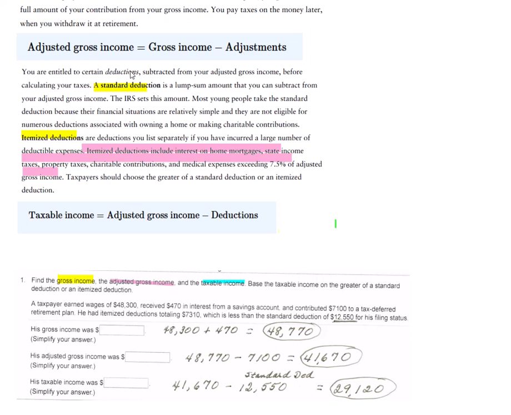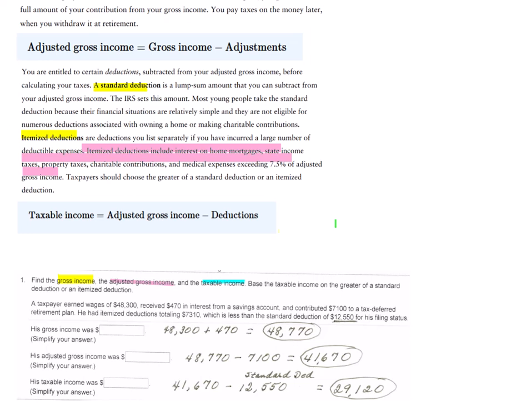You are entitled to certain deductions, which are subtracted from your adjusted gross income before calculating your taxes. Now, these deductions come in two different forms, and you would have to choose. A standard deduction is a lump sum amount that you can subtract from your adjusted gross income. It is just an amount. It is a dollar amount, and I will show that to you. The IRS sets this amount and changes it periodically.